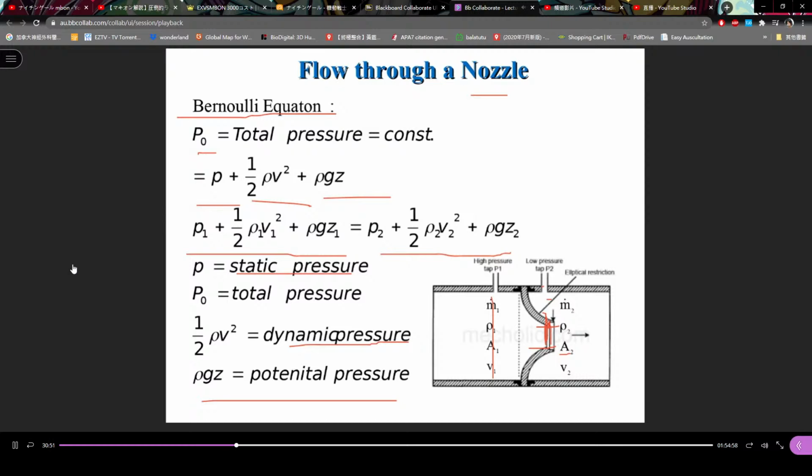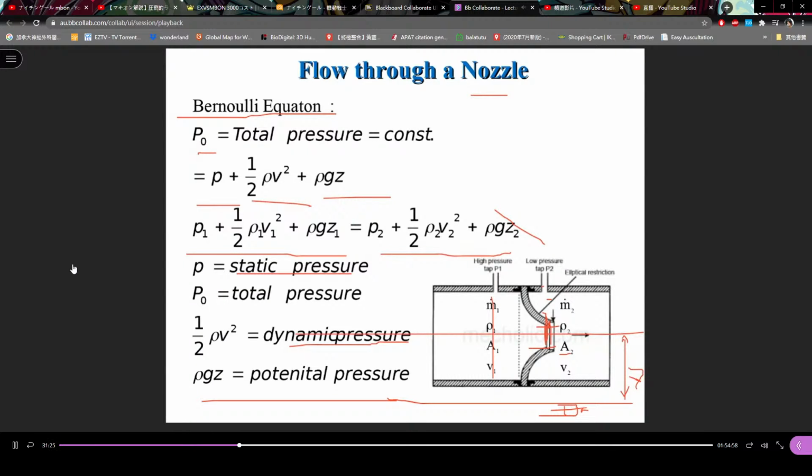And we can simplify this too. If this is a horizontal position, Z must be the same. What is Z? Z means we give a datum. You know the datum? Refer to any datum? D-A-T-U-M. And this distance is called Z.